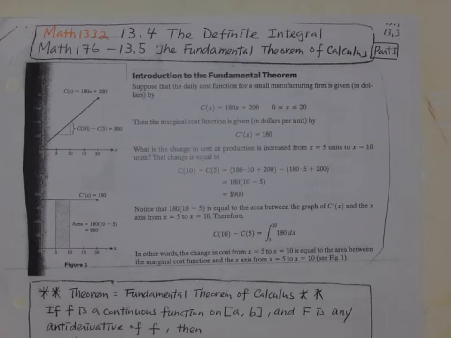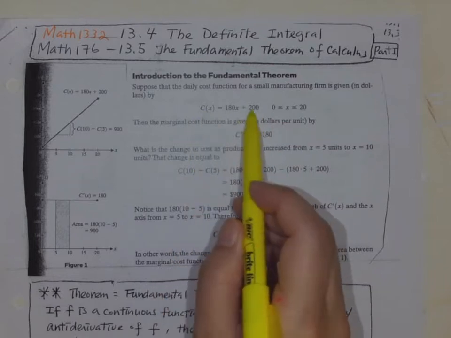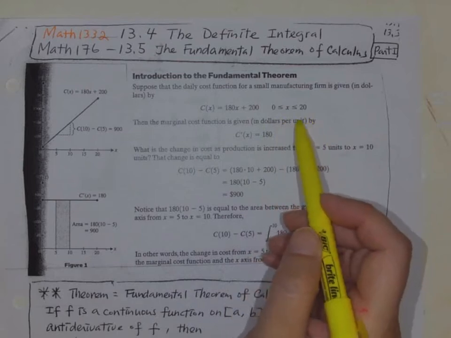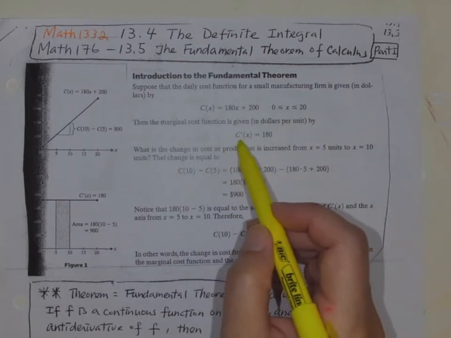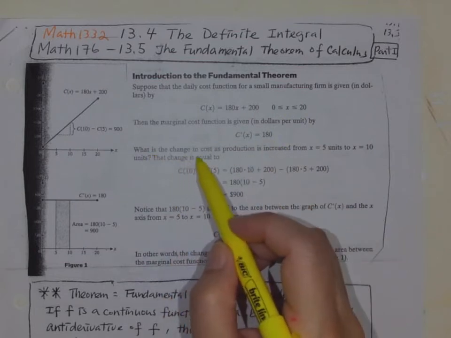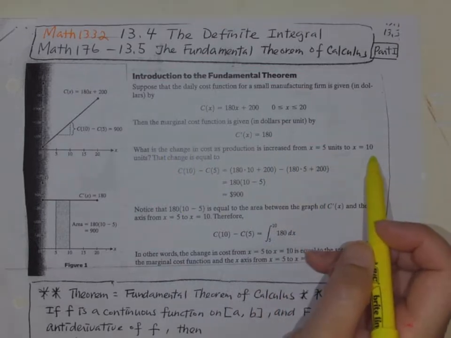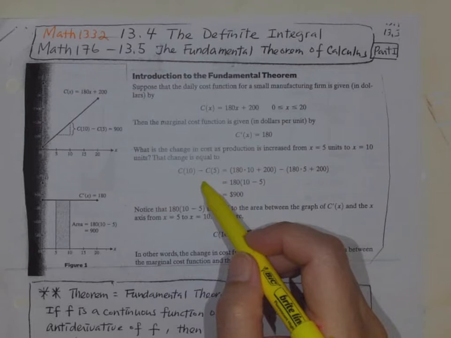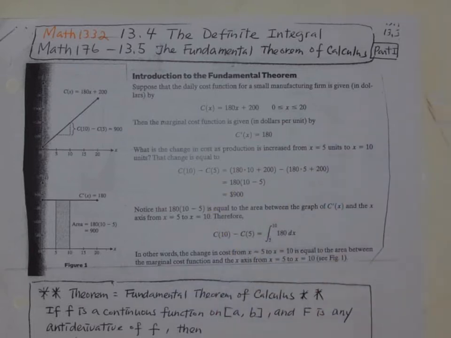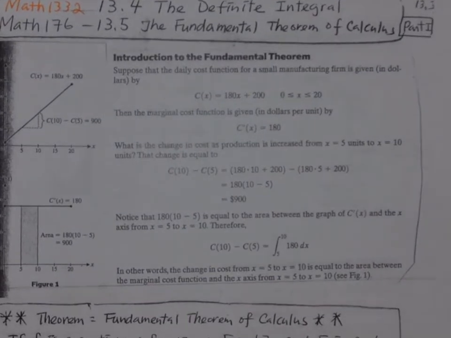So if you look here, they say suppose the daily cost function for a small manufacturing firm is given by this. So this is the cost function between 0 and 20 units. The marginal cost, which you get by taking the derivative, is just equal to 180. What is the change in cost as production increases from x equal to 5 to x equal to 10? You can calculate that by plugging 10 and 5 into the cost function, and then finding the change of cost between 5 and 10 units.